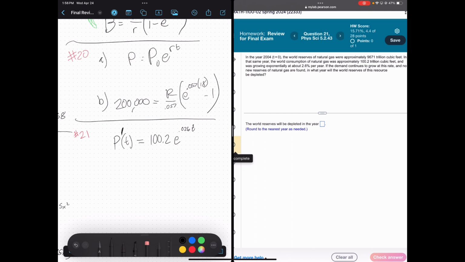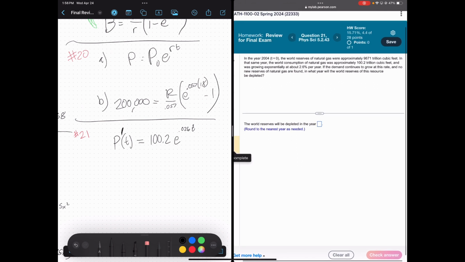Let's keep reading. If the demand continues to grow at this rate, and no new reserves of natural gas are found, in what year will the world reserves of this resource be depleted? Okay, how are we going to do this? Well, this is in chapter 5, so guess what we're going to use? We're going to use an integral.